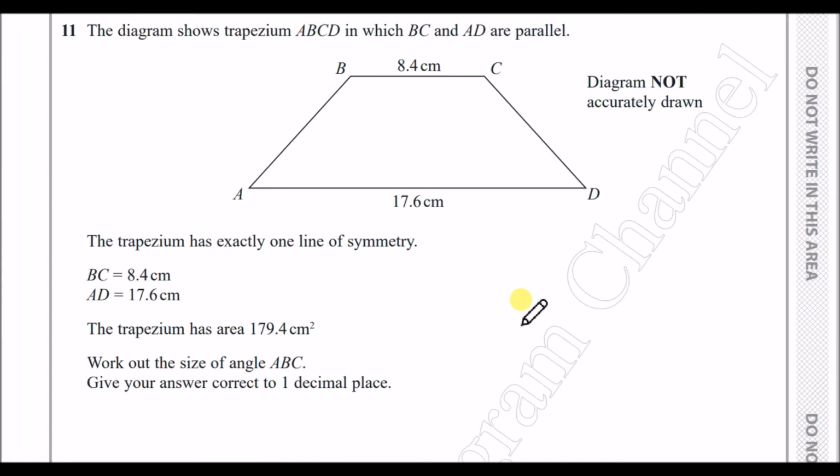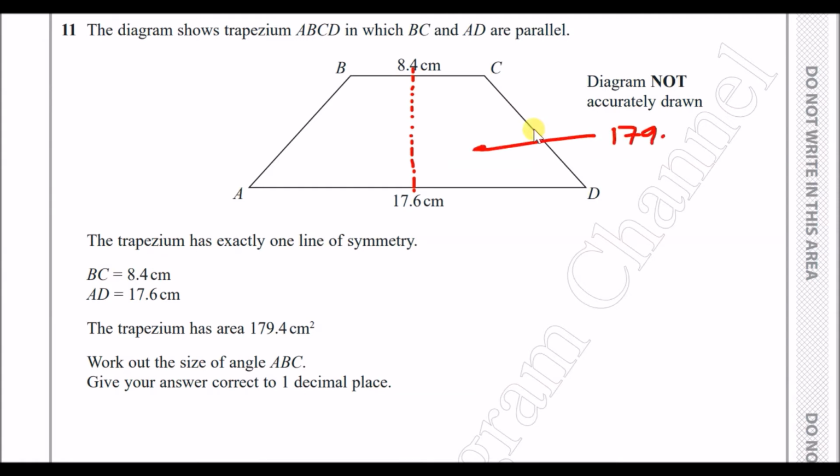The diagram shows the trapezium ABCD in which BC and AD are parallel. So I remember we looked at the formula recently. Let's see if we need it. The trapezium has exactly 1 line of symmetry. That's going to be perfectly in the middle. The length of BC and AD are given. The trapezium has an area of 179.4 centimeters squared. That's good to know. Let's put that over here. Area.